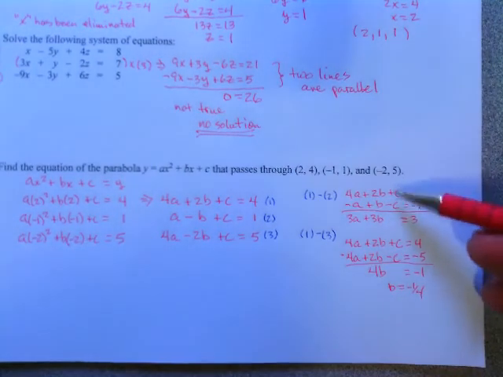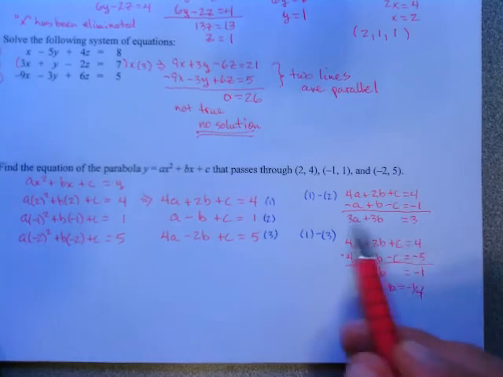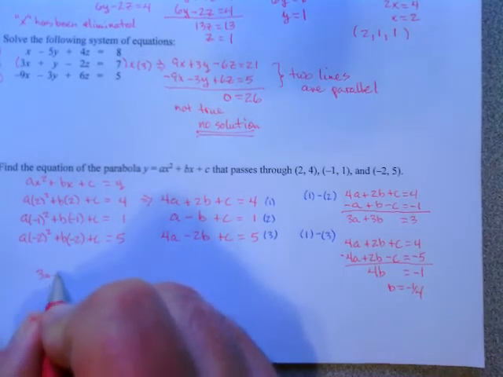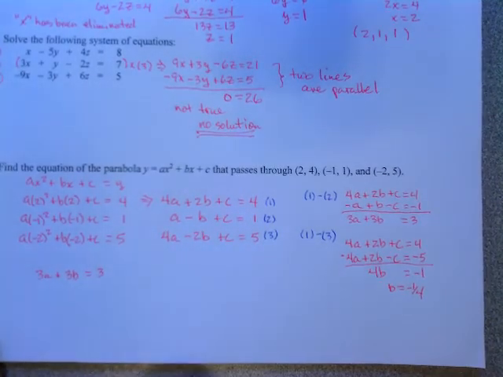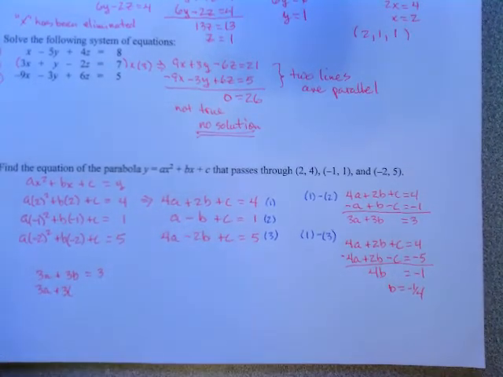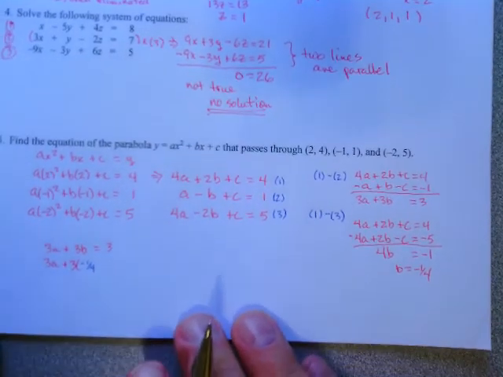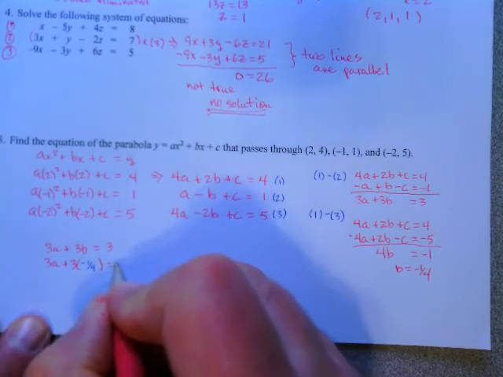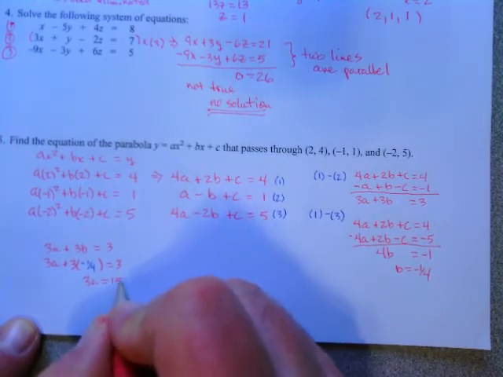The key is I set these things up so that I got rid of the c's in both cases. But now that I have that, I can come back into another equation. So for instance, if I take this one right here, where I have 3a plus 3b equals 3, and then I'm going to put in that -1/4, so 3a plus 3 times the -1/4 equals 3. So 3a will equal 15/4.